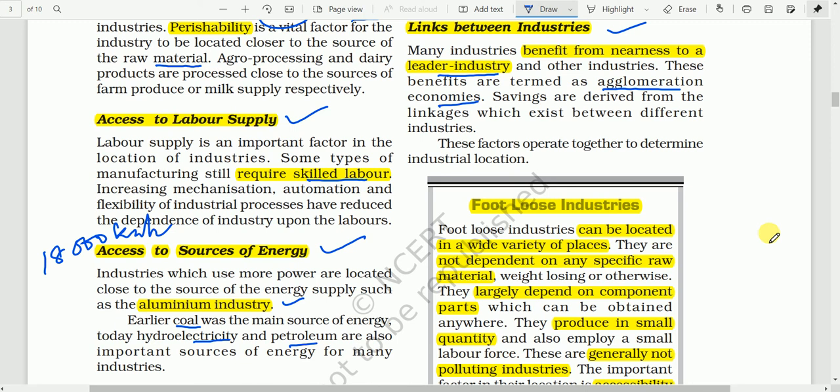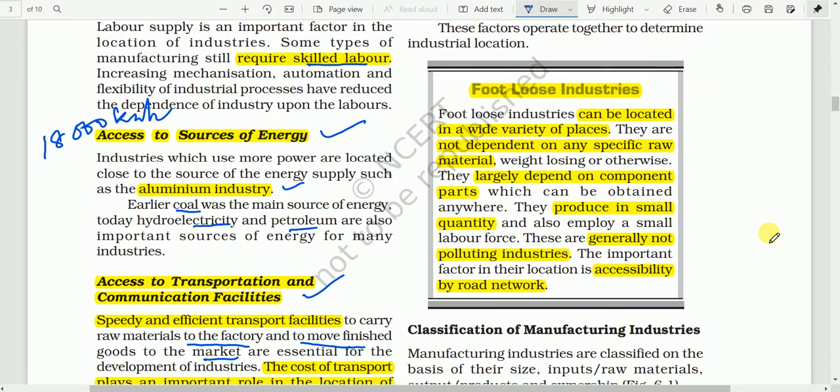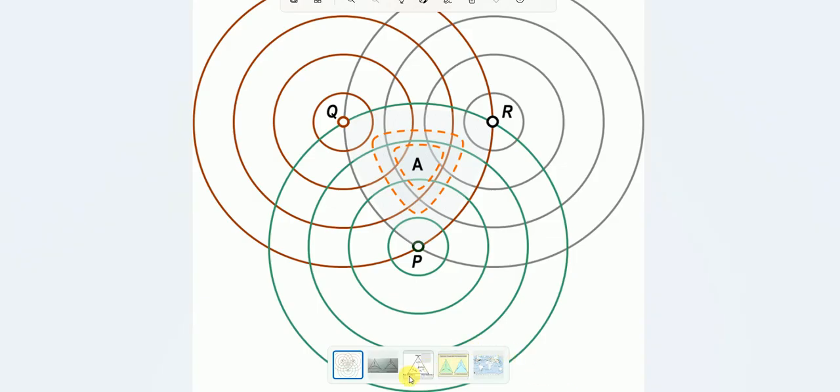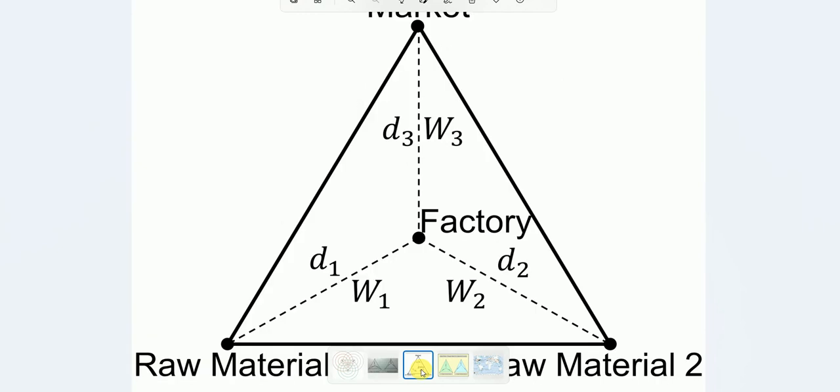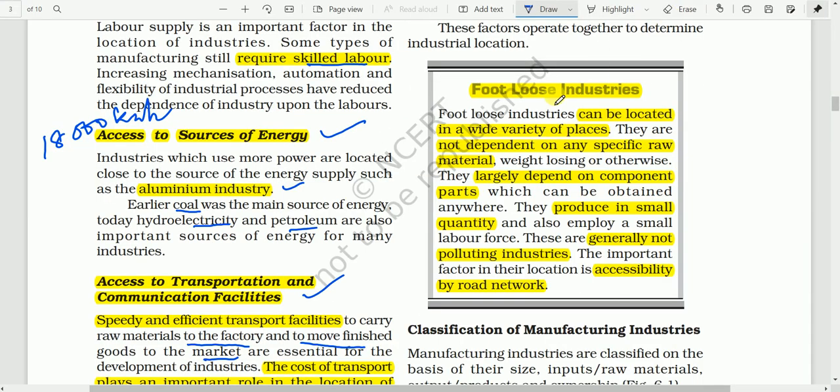So these are the important factors influencing the location of the industries. Up to here, any questions, boys and girls? Do you have questions? Okay, if you don't have, then let us read this one.